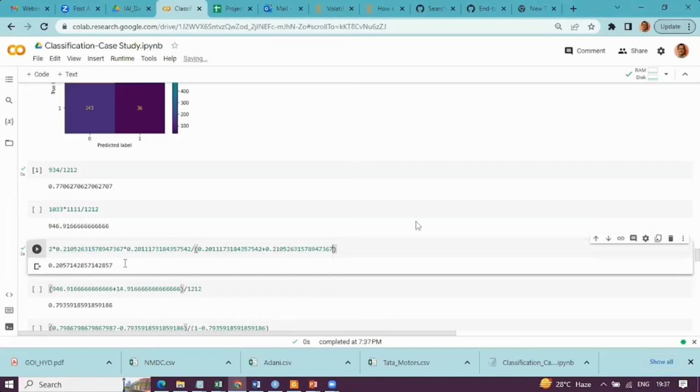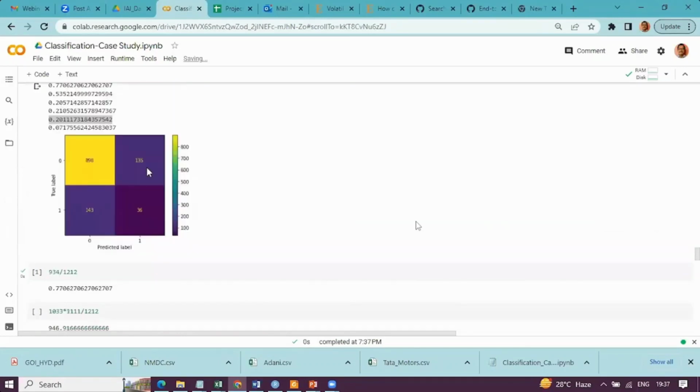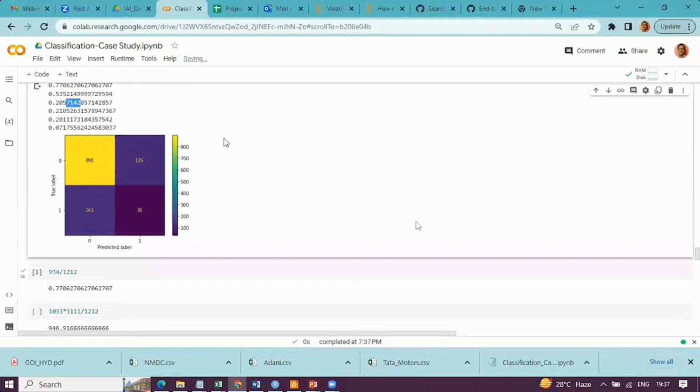So the F1 score is around 20.57. This is what the F1 score is. So overall, you can take your decision. So what are the decision points for us?